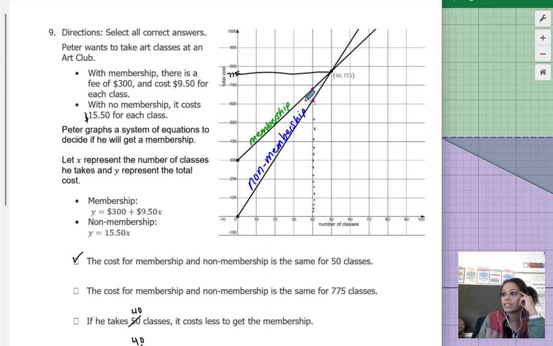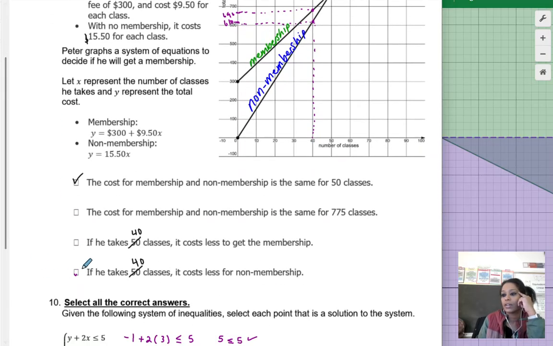Obviously, it costs less for non-members, right? Non-members is about $610 or so, and for members, it costs about $690 or so. So it definitely costs less for a non-membership. No, what am I doing? Costs less for non-membership. So this is the answer. Okay. Let me know if you have any questions about this in class, how I got these answers.